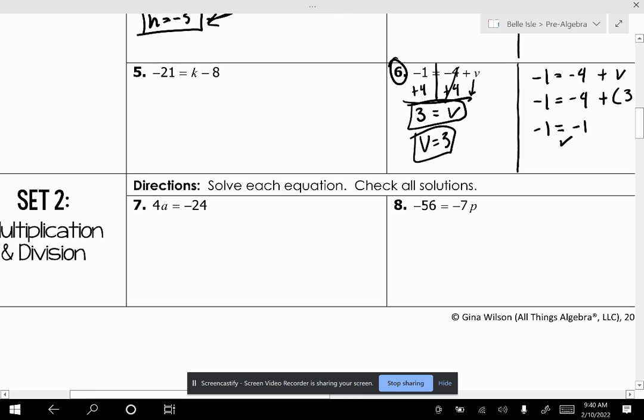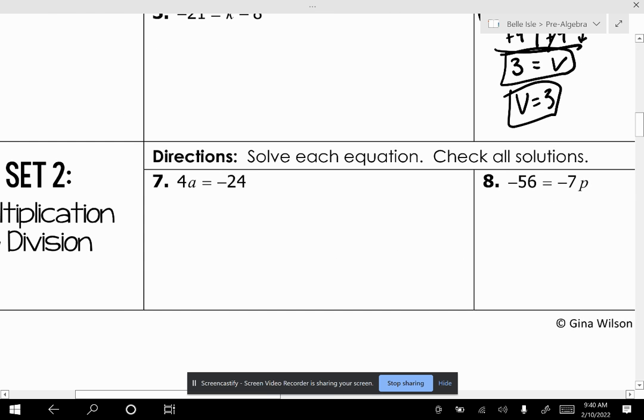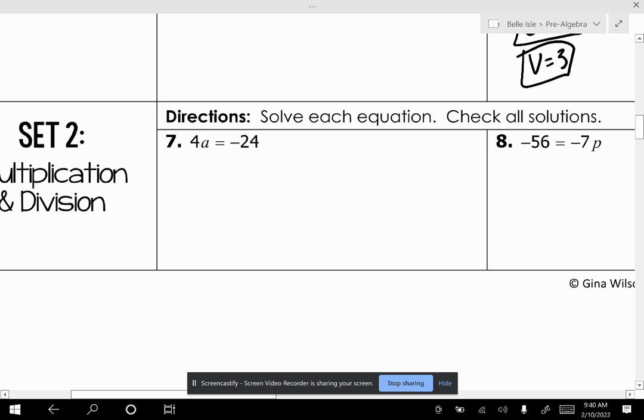So now we've been working with addition and subtraction. We're going to get into multiplication and division. What's our first step? Do that. Okay, where's the variable? On the left. What is the operation being done to the variable? It is being multiplied. That 4 is a coefficient, so it is attached to the variable via multiplication.